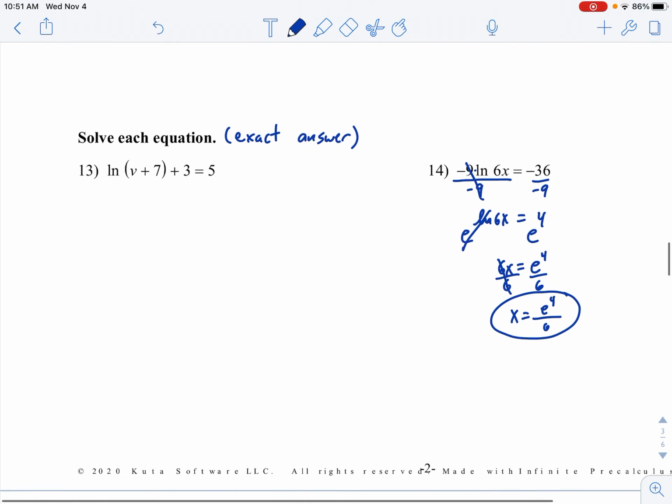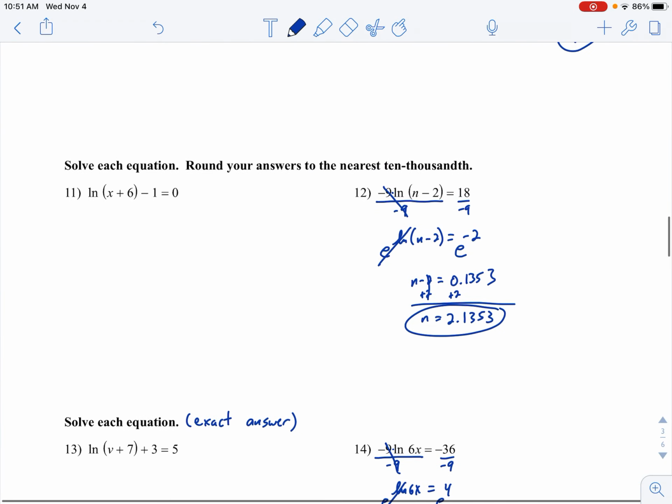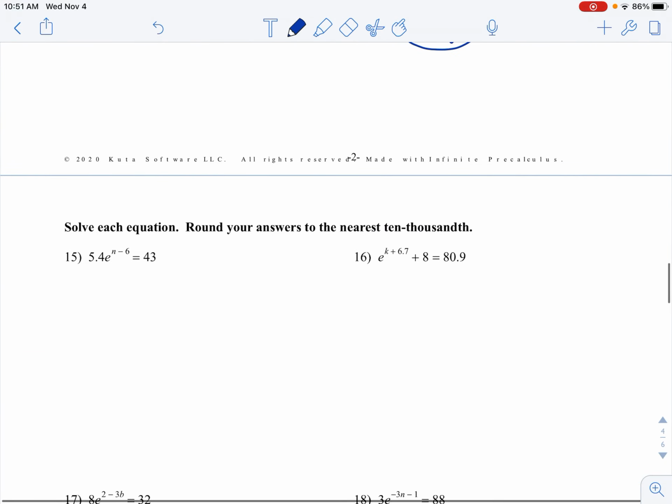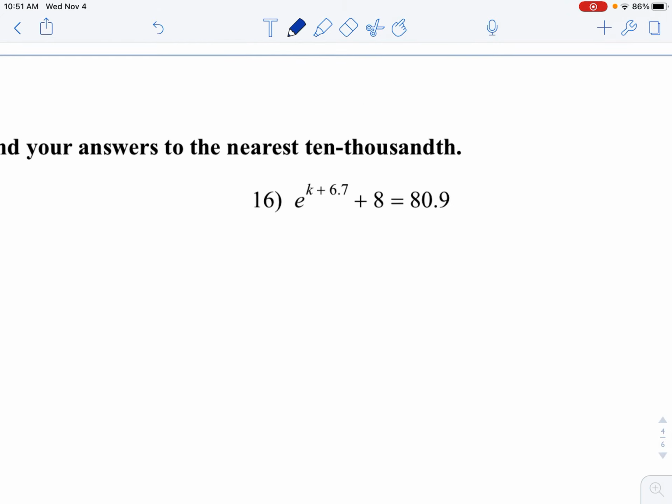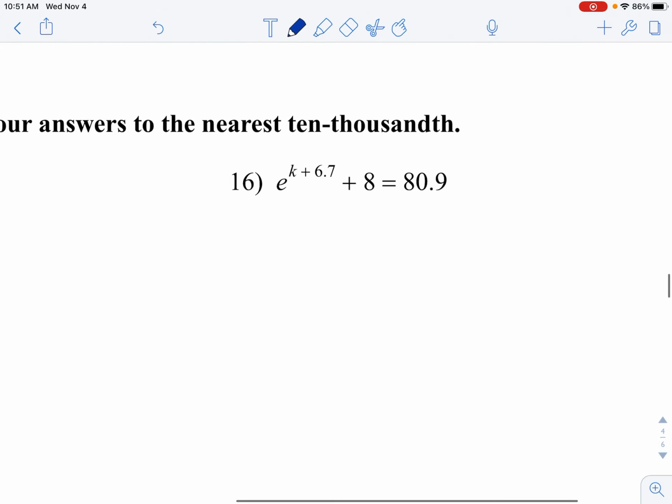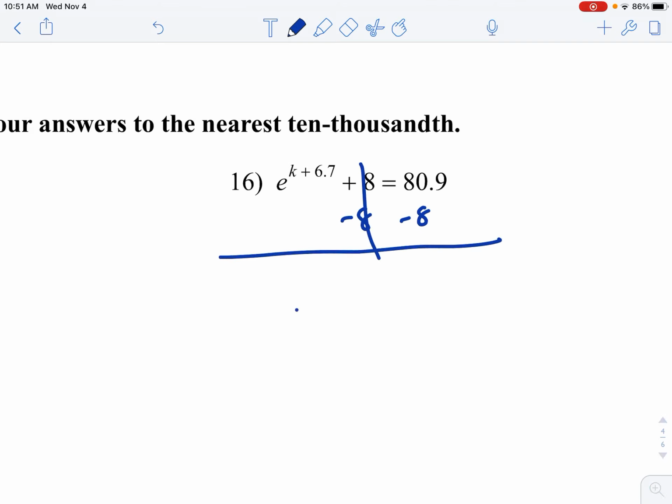Okay, so those were logarithm equations because they start with logarithms in them. Next, we have exponential equations. We will use logarithms to solve them, but they don't start with logarithms in them. We start with exponentials. So let's solve this. First thing we're going to need to do is subtract 8 on both sides. I get e to the k plus 6.7 equals 72.9.